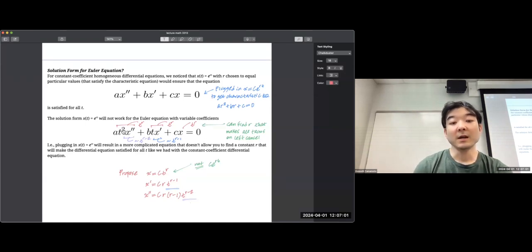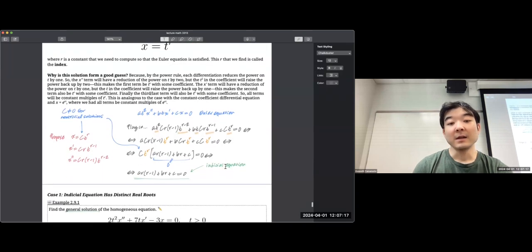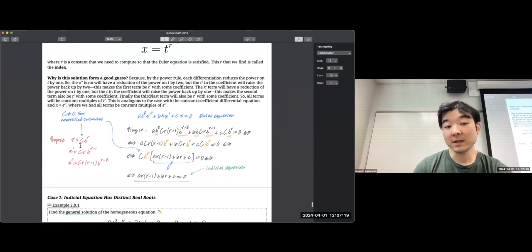But because of the t squared and the t, we propose a solution form of c t to the r, and that reduces the power on the t for each order, which is compensated by the t squared and the t. That's why all the terms end up being t to the r. You can force this solution form to satisfy the differential equation for all t's, and ensure it's a non-trivial solution, so capital C is not 0. The only condition would be to make the inside of this parentheses equal to 0.